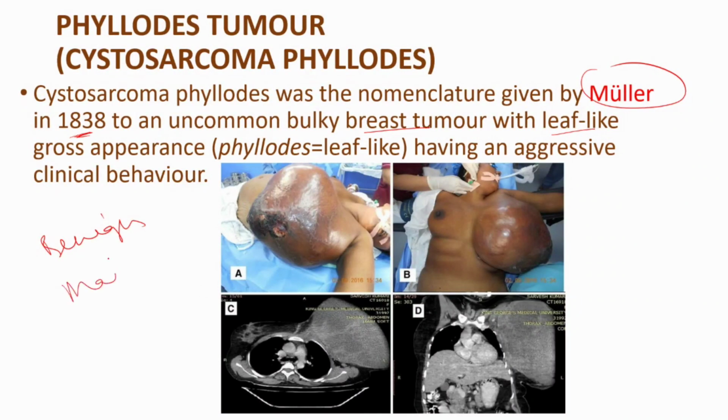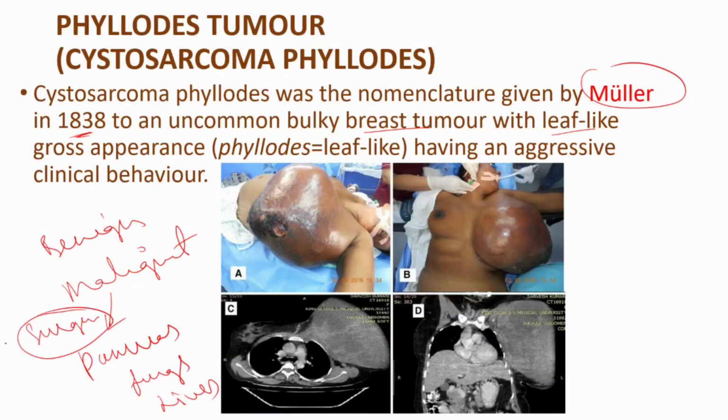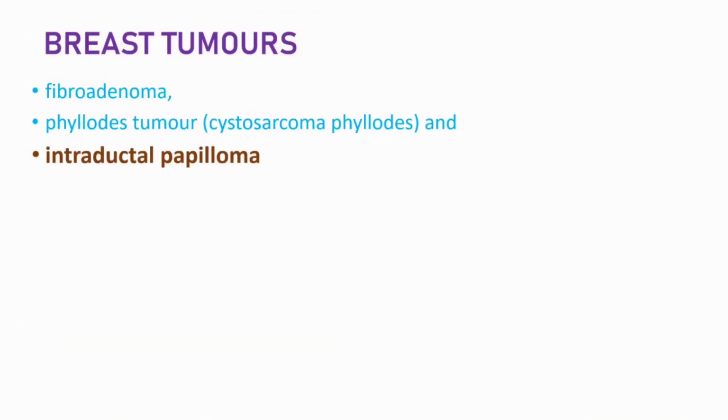Few are malignant, and sometimes if this tumor is not removed completely surgically, it can cause malignancy. They can affect other areas, particularly the pancreas, lungs, and also the liver. So this phylloids tumor is removed by surgery. They are easily removed by surgery. So this is the second type, phylloids tumor, and the third type is intraductal papilloma.